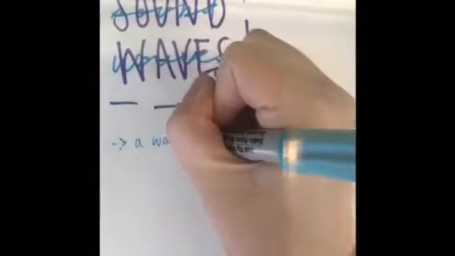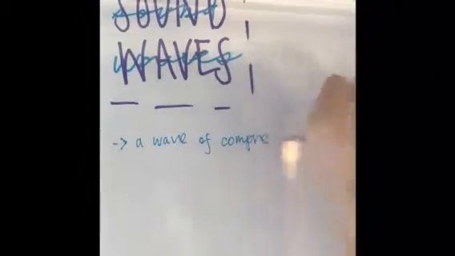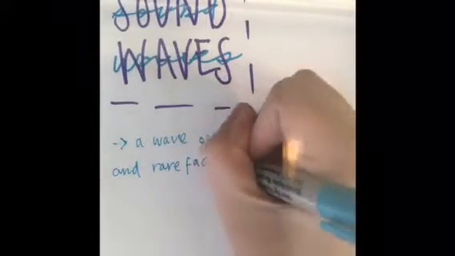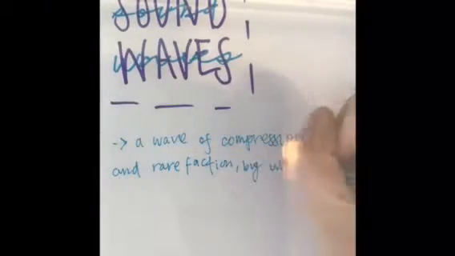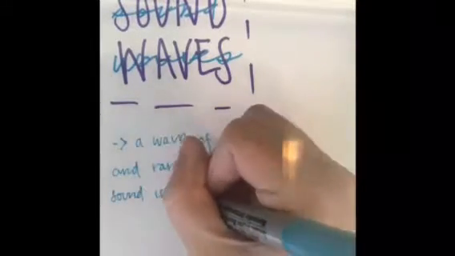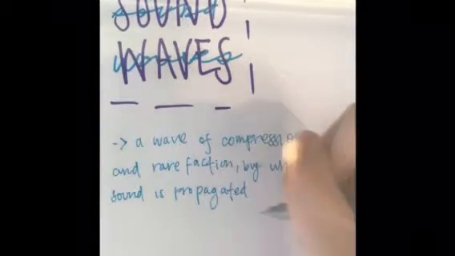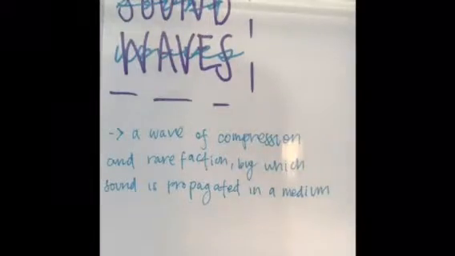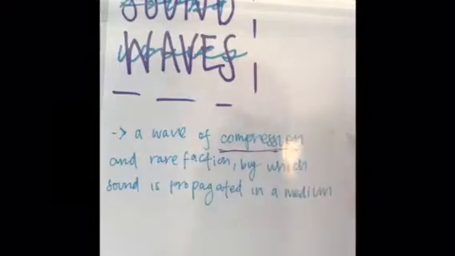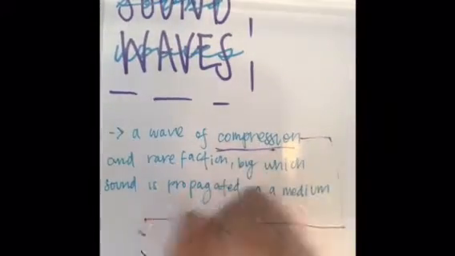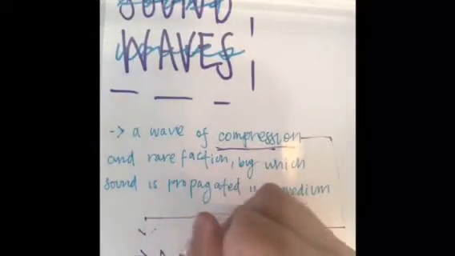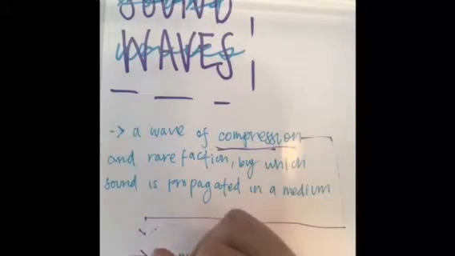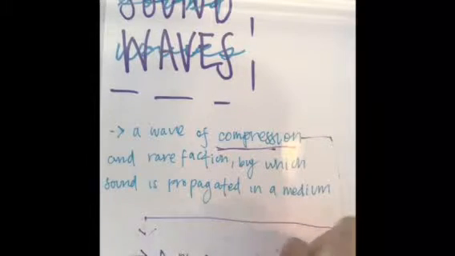So in order to learn about sound waves, you basically need to know what a basic sound wave is. A sound wave is a wave of compression and rarefaction by which sound is propagated in a medium. Now, we need to understand what compression is since it is in the definition of a sound wave. So compression is basically a point of minimum spacing between particles of a medium for longitudinal waves.